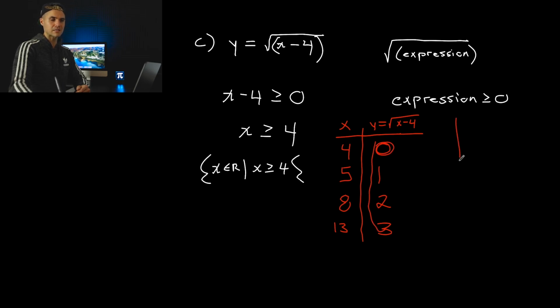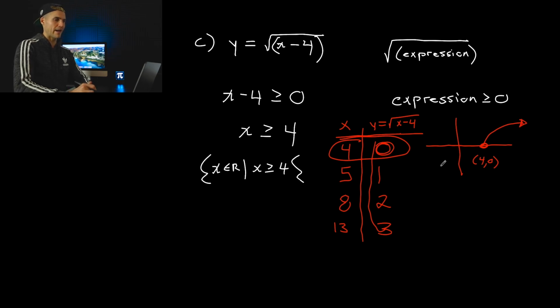up. And basically, the way that this relation is going to look, and we're going to get into more detail on how a graph like this looks when we're talking about transformations, is that we're going to start at this coordinate 4 and 0, which is going to be here, and it's basically going to curve up like that. Okay, so as we mentioned already, for the domain, x is greater than or equal to 4.